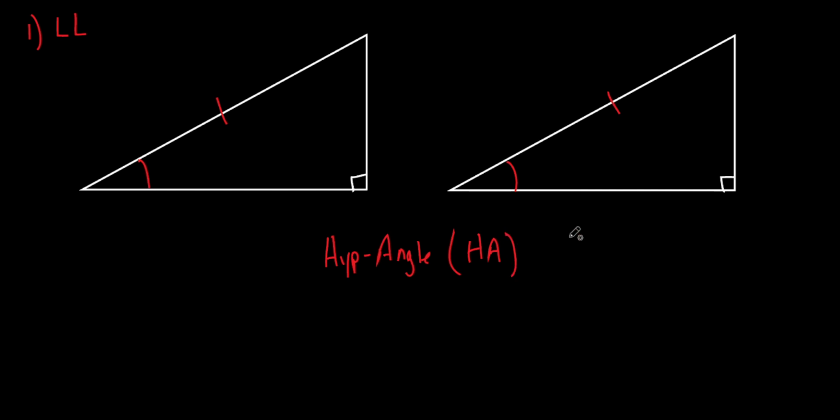Just HA. I guess you could write angle hypotenuse, but we don't say it that way, okay? We just want to say it the same way. Everybody say it the same way, so we'll just call it hypotenuse angle. All right, so that's our second one. Hypotenuse angle. Again, we could have gone angle, angle, side, but if we want to be specific to a right triangle, we'll just call it hypotenuse and then angle. Now we got a third one.